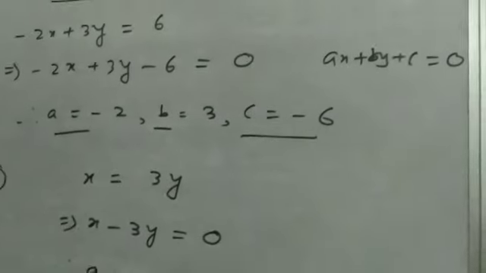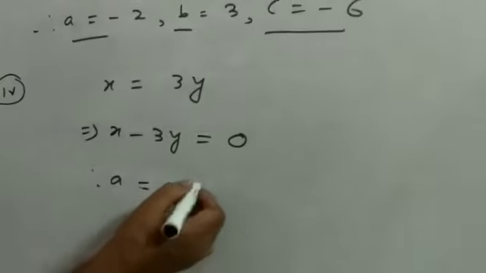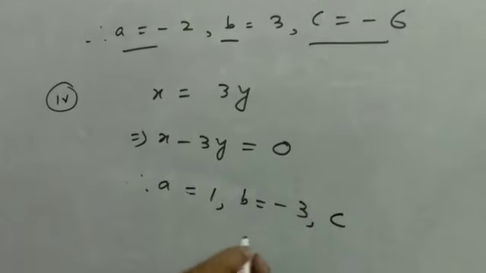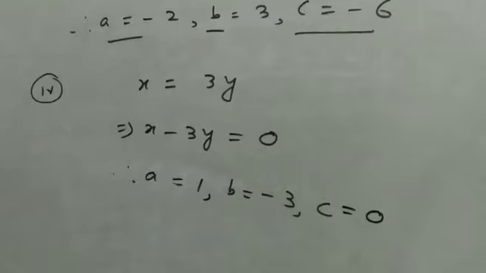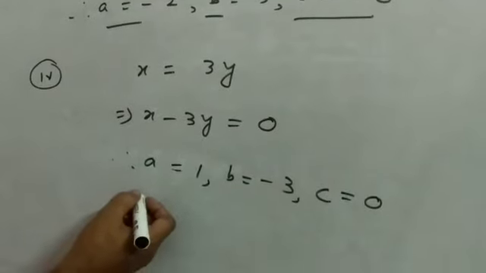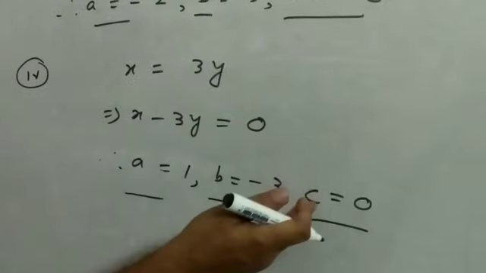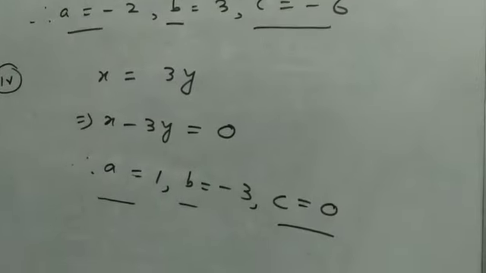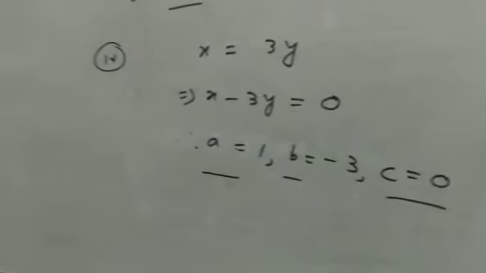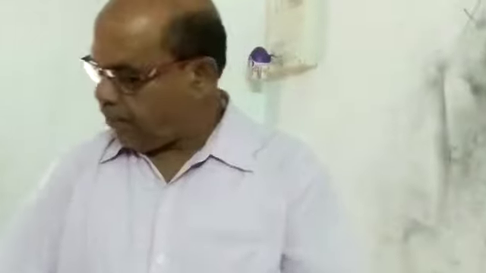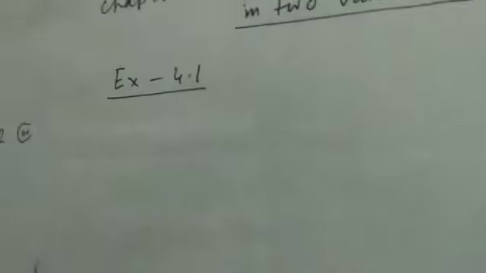So if we find the value of a, x coefficient is 1, b, y coefficient is minus 3. Since the third term, the constant term, is not there, c is equal to 0. So these are the values of a, b and c. If the third term is not present, then you will write c is equal to 0. So others are same. You will try number 5, 6, 7. Then I will show number 8. Others all are same math. So this is clear, I think. So you start number 8.